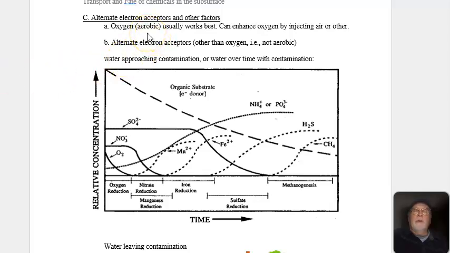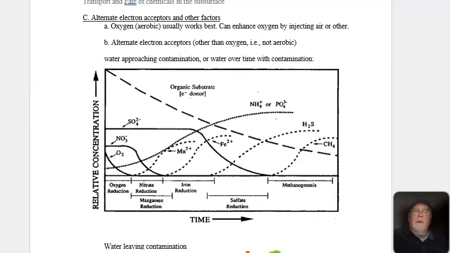Oxygen usually works best, not always, not for every contaminant, but biodegradation usually goes fastest under oxygen conditions. We can enhance the oxygen by injecting air in the ground or injecting oxygen-containing materials that break down and give off oxygen in there. There are other alternate electron acceptors other than oxygen. So oxygen is aerobic. The other ones are anaerobic.